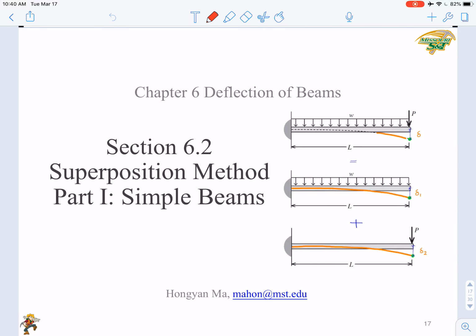But here comes the good news. In section 6.2, we will introduce a much simpler method, which is called the superposition method. It means that we have derived all of the equations for simple beams, for simple loadings. So for any complicated case, you can just split the complicated loading distribution into combinations of simple loadings. Then you can solve them one by one and add the effects together. You can get the overall deflection of the beams.